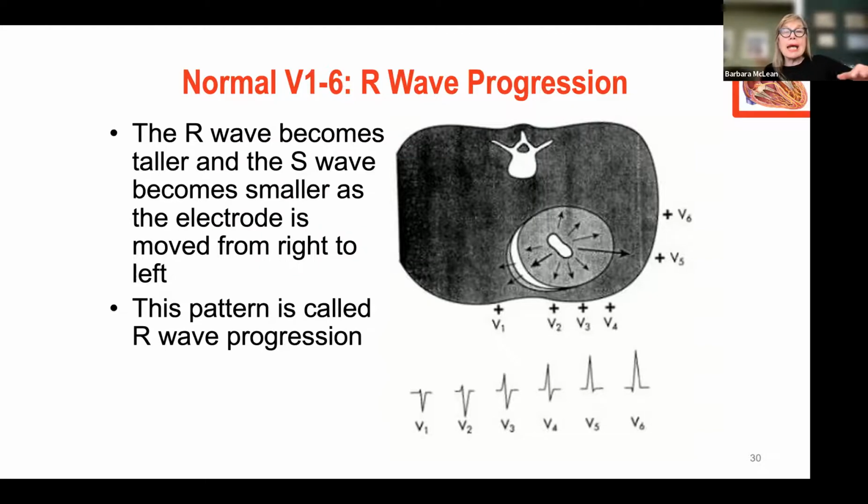Looking at the patient, remember, on your left side is your patient's right side. From the right side, at lead V1, you expect to see a very small R wave. You might not even see an R wave. But as the chest leads go across the chest, what we expect to see is bigger and bigger and bigger uprights. Okay, that's called R wave progression.